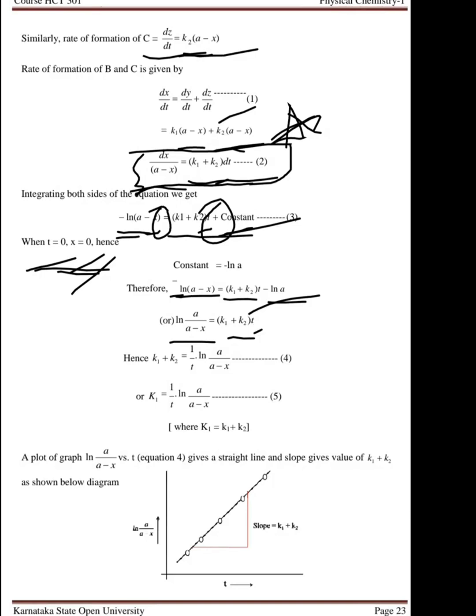The left hand side can be written as k1 plus k2 is equal to 1 by t ln of a by a minus x. This is equation 4. Or it can also be written as k1 is equal to 1 by t ln of a by a minus x, where a is the initial concentration of the reactant. Plotting ln of a by a minus x with respect to t, this is the slope we will get for k1 plus k2. Slope we are going to calculate as A by B into C.